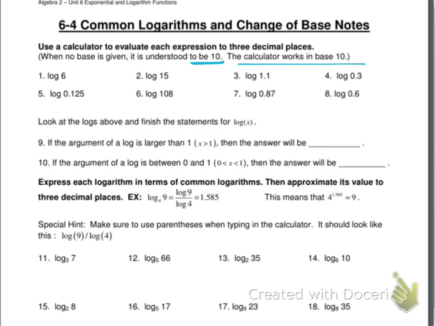So for all these first 8 problems, all you're going to do is push log 6 and get a decimal and practice rounding. So for this first one, if you push log 6, you get 0.778. If you push log 15, you get 1.176. Okay, so I'm going to finish filling these in. I want you to practice on your calculator, making sure that you know where the log button is and you know how to round.